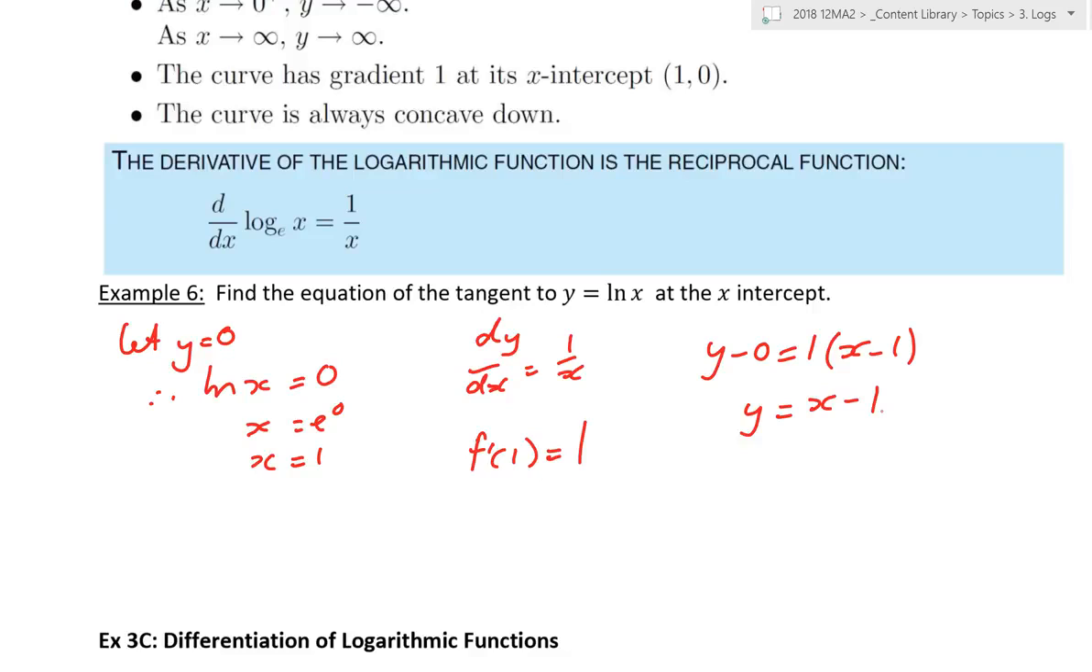Fantastic. Rightio, quick video there. There's not a lot to it. It's a little bit of familiarity with that exponential function.